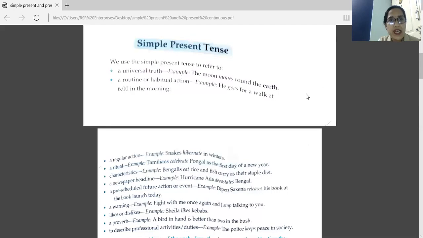Okay. Now that was the structure of the verb. Now let's see where we can use simple present tense, right? Now these are the points given here. Let's see. First, universal truth. Wherever you are mentioning a universal truth or a fact, there you have to use simple present tense. See the example here. The moon moves round the earth.